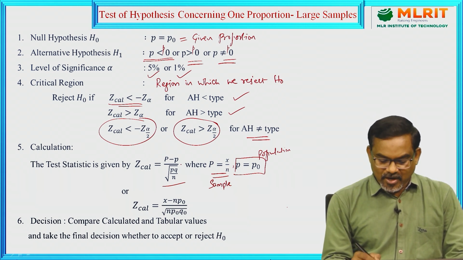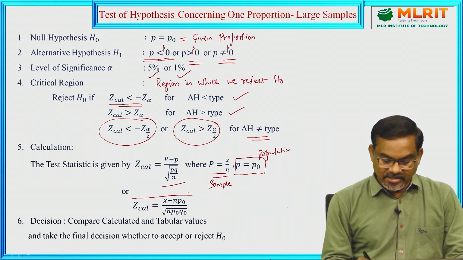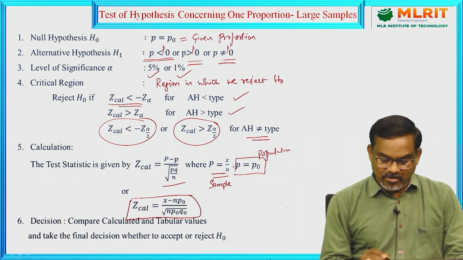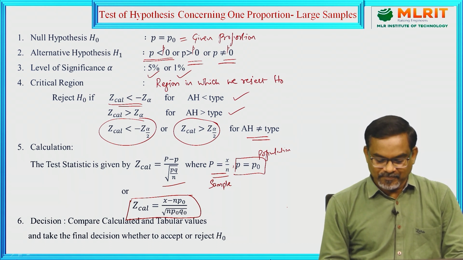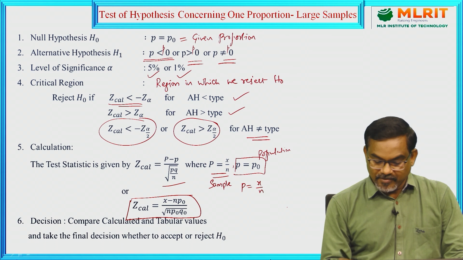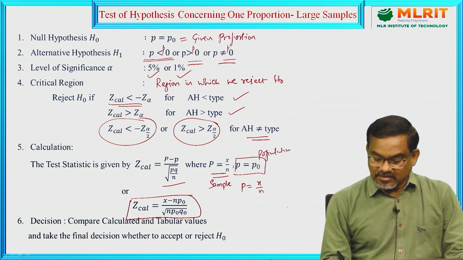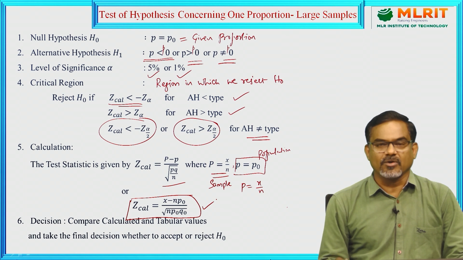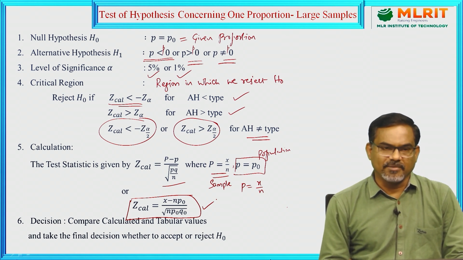The same formula can be rewritten in the form of Z calculated is x minus n p naught by root n p naught q naught. That means, if you replace capital P is x by n here, then by taking the LCM and simplifying, we will get this formula. Both are one and the same.